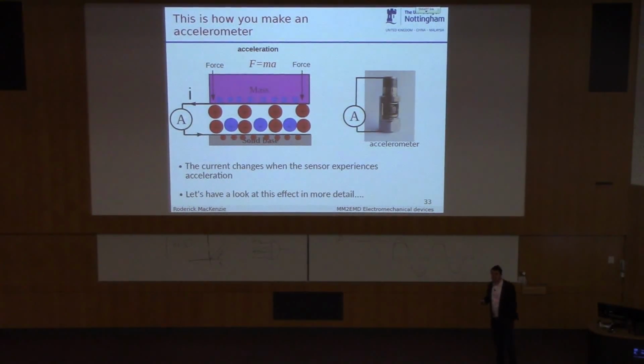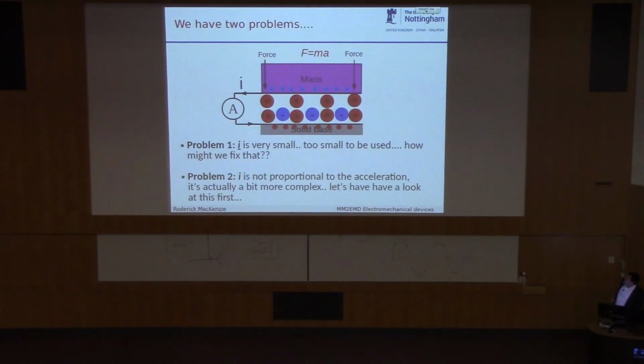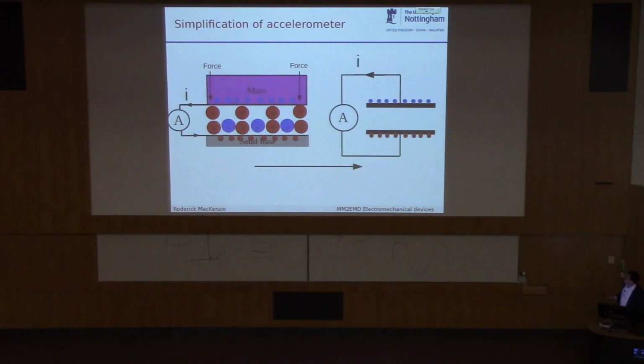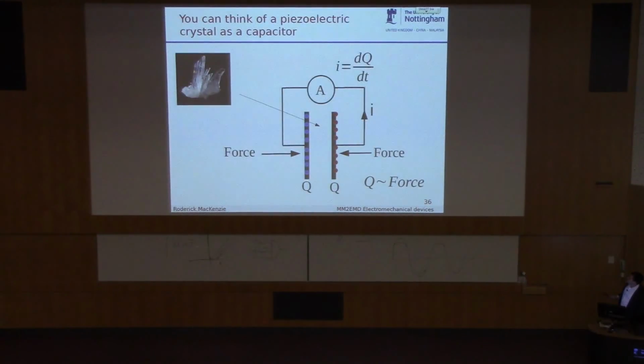But this charge is really, really tiny. It's really difficult to measure, super difficult. And there's an actual accelerometer that looks a bit like a bolt. Okay? Now, the thing with this is very small charge, so we need an op-amp to amplify it. The other thing is the current is not actually proportional to the force you're applying. The relationship between current and force is a little bit complicated. So let me go through this.